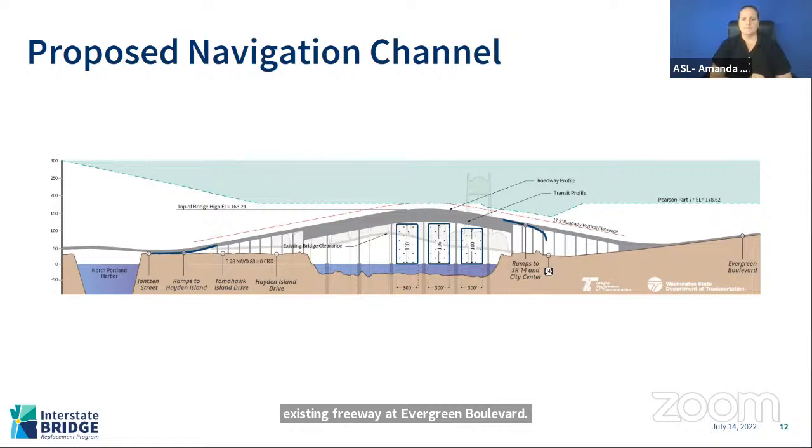Hold on one second. I'm moving my icon so I can see the right side of the screen.